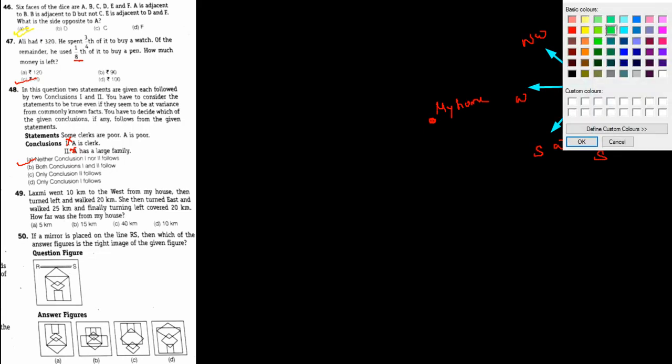Okay, so this is the direction diagram: north, south, east, west, northeast, northwest, southeast and southwest. Say this is my home, and now we'll just track the movement of Lakshmi. So Lakshmi went 10 kilometer west. Lakshmi is going this way, so she goes till this distance, that is 10 kilometer.